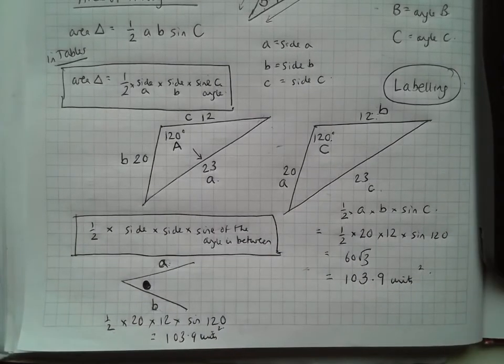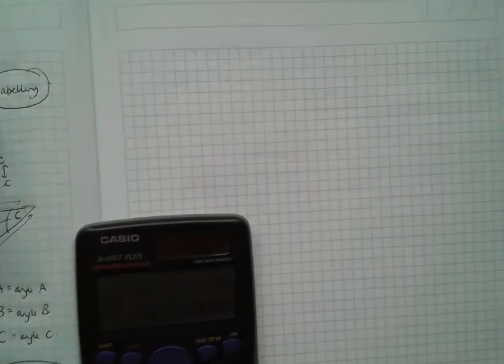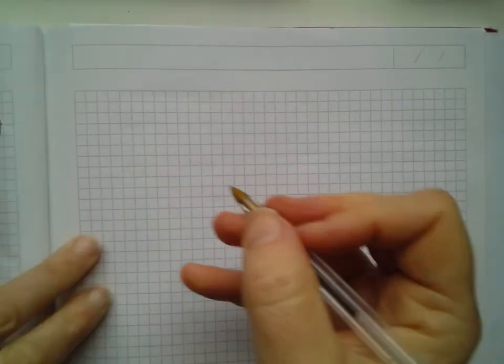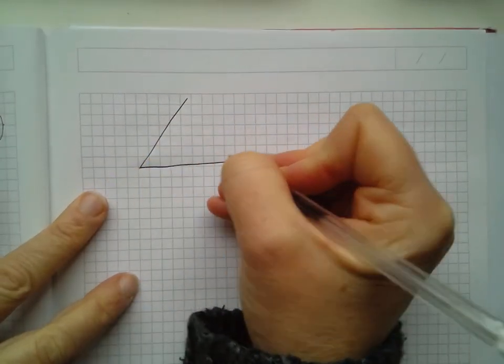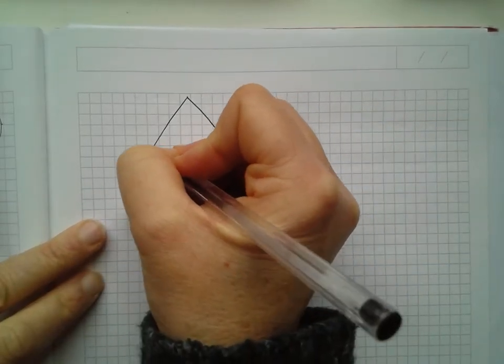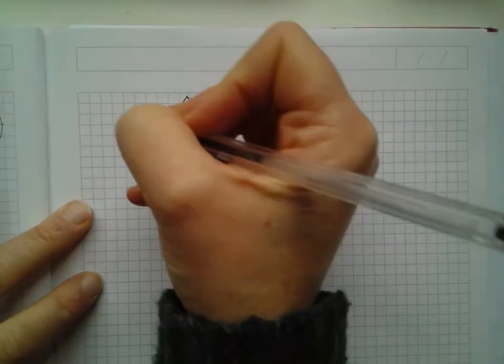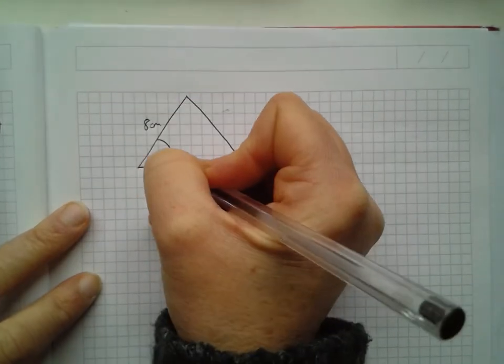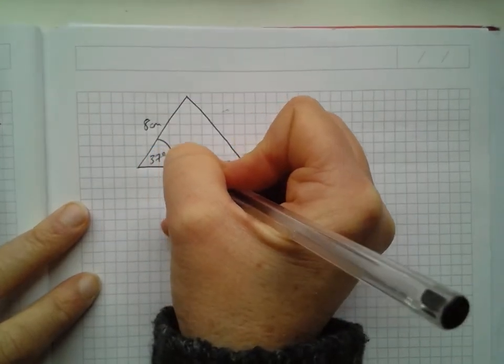Okay, let me do one more example and then I'll take any questions. So a nice straightforward example. Here's our triangle. We're told that this angle is 37, this side is 8 and this side is 10. In this case, we're told they're centimeters.